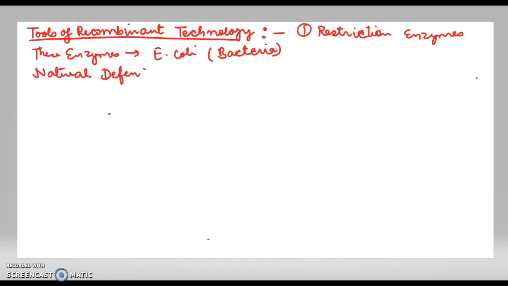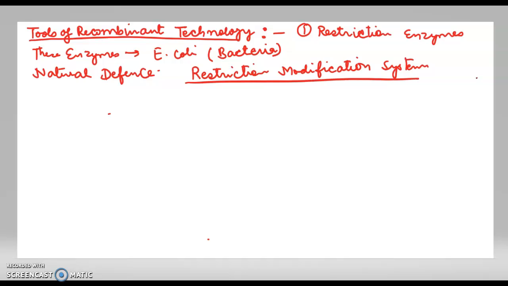Now, how can it be possible? Let me tell you that there is a restriction modification system in bacteria. Restriction means restricting somebody. And because it's a defense mechanism, it is restricting somebody's entry. Now, the restriction modification system has two parts in it. The first one is restriction enzyme and the second one is methylation.